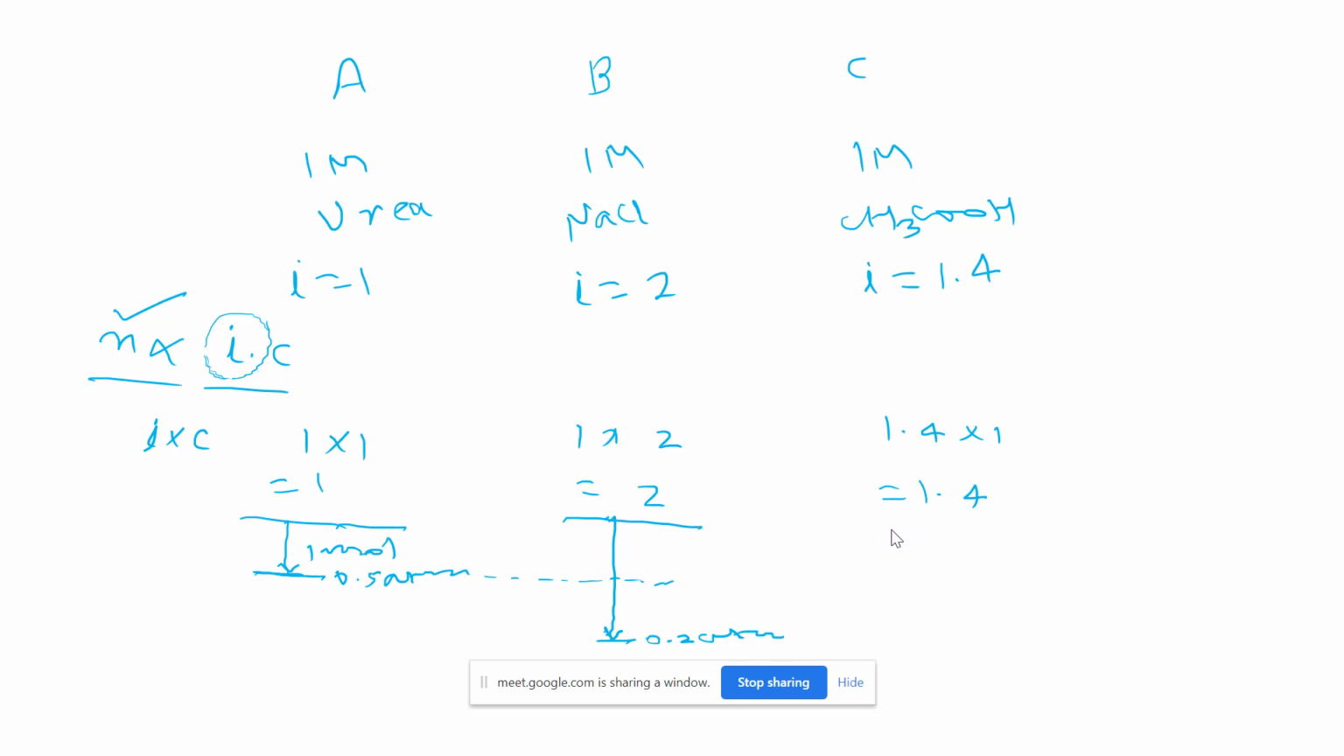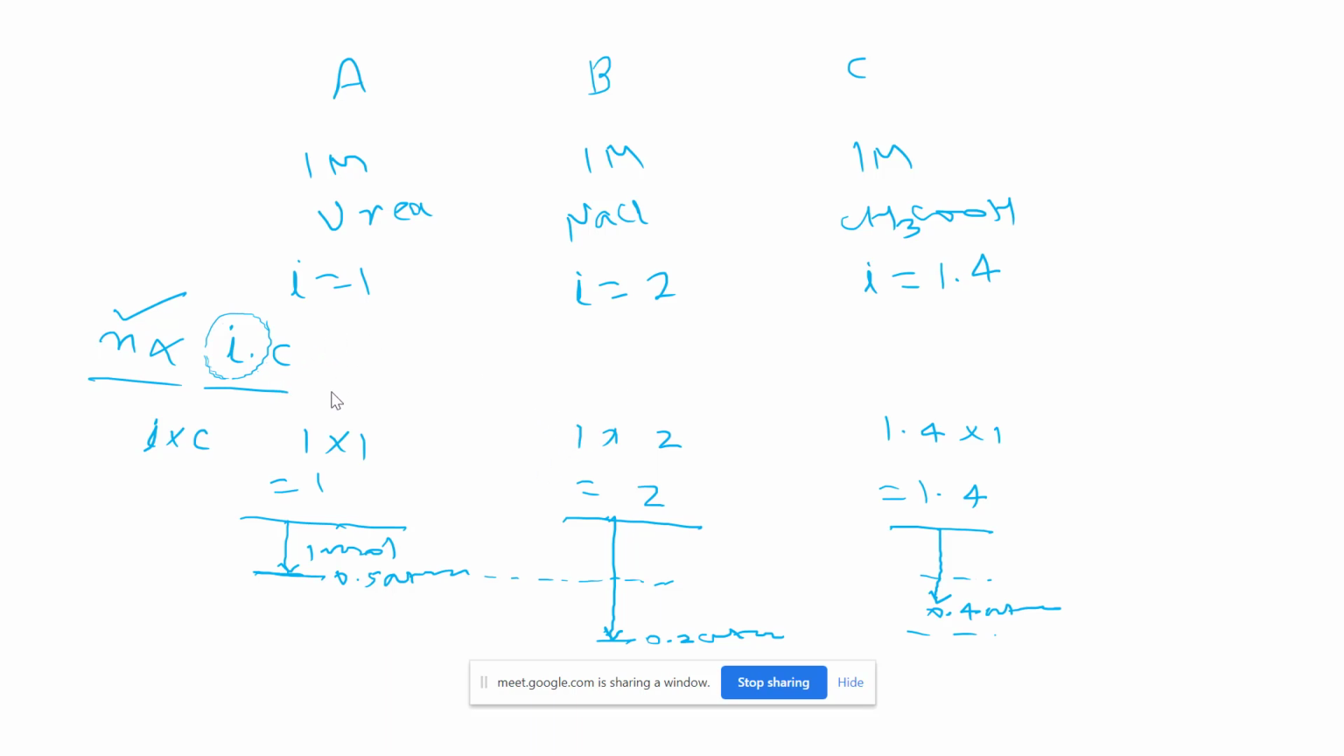Now here how many moles are we having? 1.4. That is more than 1 but less than 2, isn't it? So vapor pressure is decreased more than for 1 but less than for 2, so we can take this as 0.4, for example. Now you can see for which solution vapor pressure is minimum. For A 0.5, for C 0.4, for B 0.2. Which is minimum? B, 0.2 is minimum, isn't it?